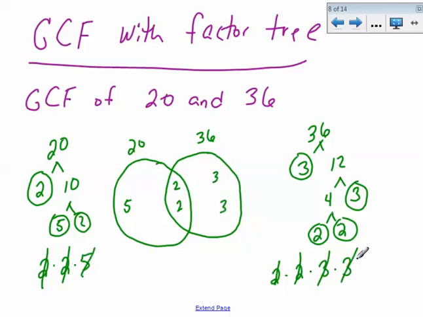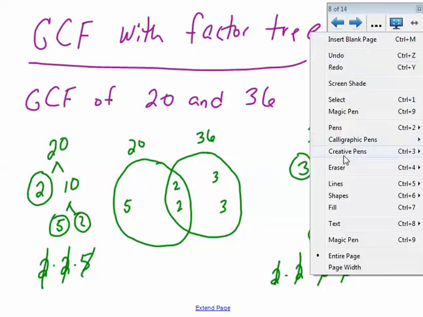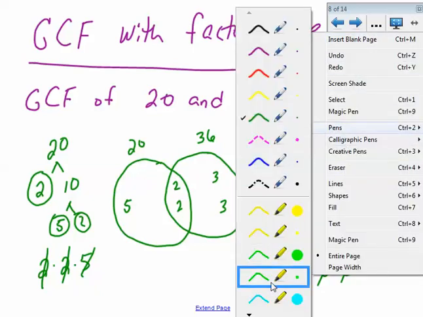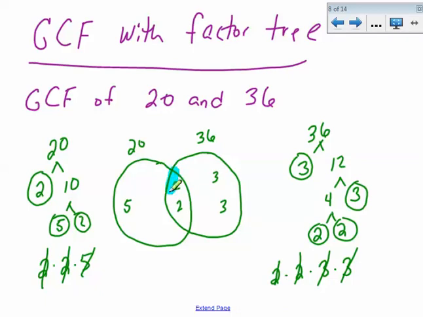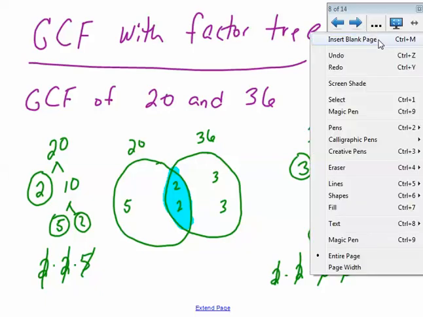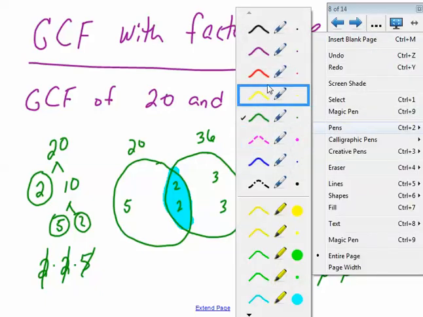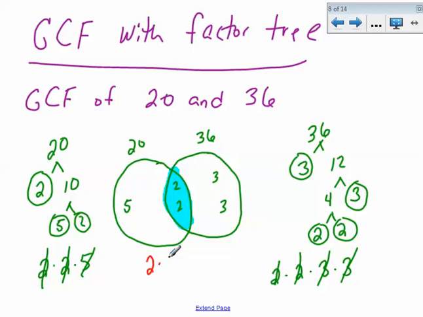Now when we did LCM, we took all of these numbers and multiplied them. Okay, but GCF is different. For GCF, we're only multiplying what's in the middle. We're only multiplying what they share. So in this case, they share the common factors of 2. So 2 times 2 is 4. And so guess what? The GCF is 4. That's it. Factor tree.